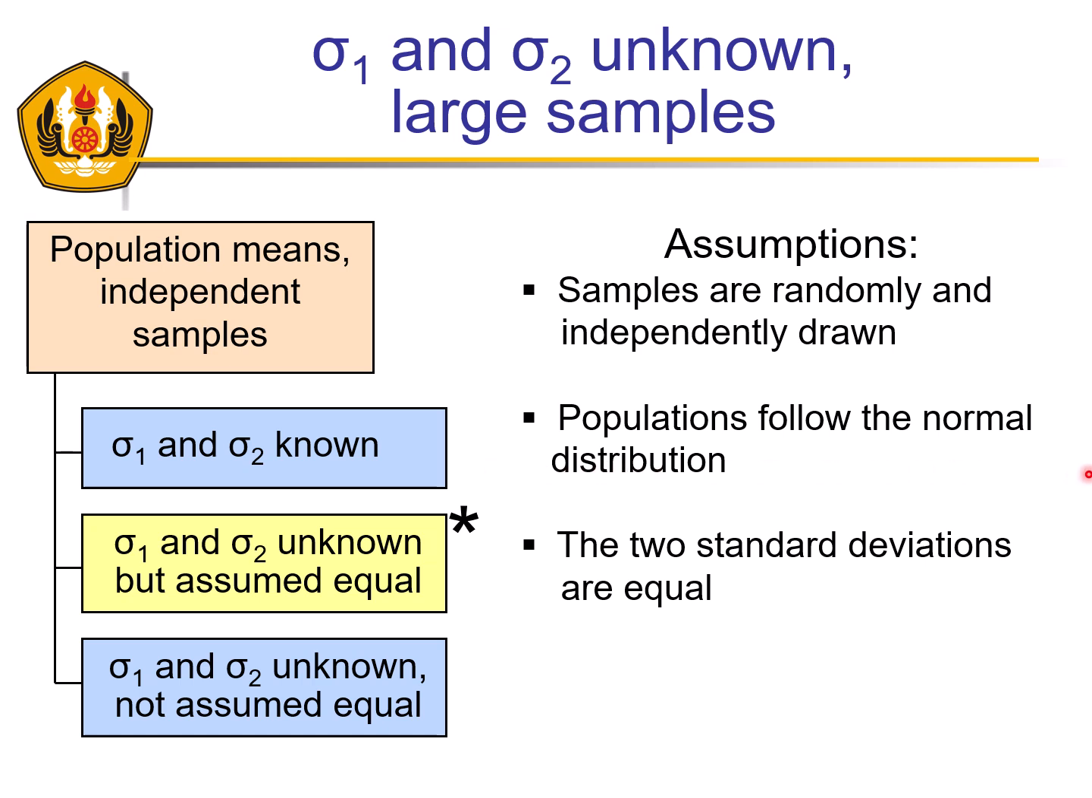The third one is that the two population standard deviations are equal. So this is quite different from the first one, where the standard deviations were known. Here the standard deviations are unknown, and we can assume that both of them are equal for this case. For another case, we can also assume that both of the standard deviations are not equal.